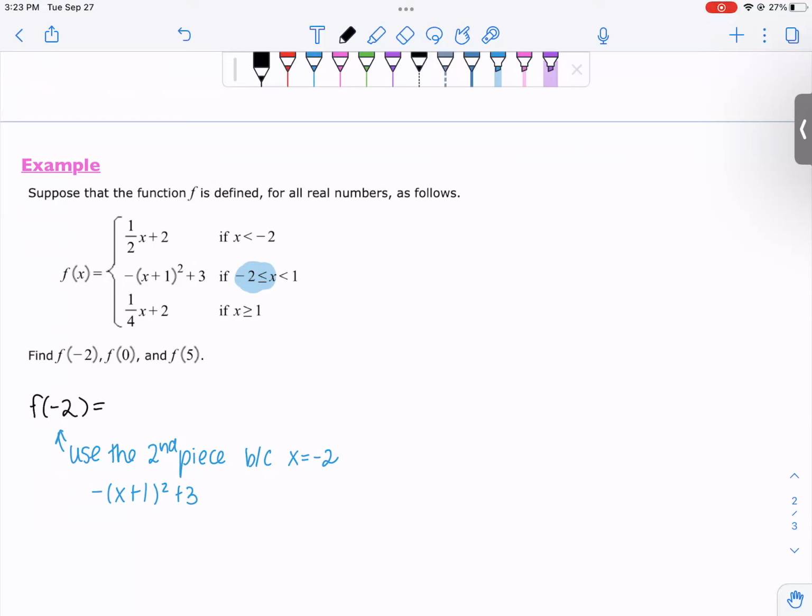So taking -2 and plugging it in, we have -(-2) plus 1, squared, plus 3, because we're plugging in -2. Simplifying, we have (-1) squared plus 3. Let's see. This will be -1 plus 3. That's 2. So f of -2 is 2.